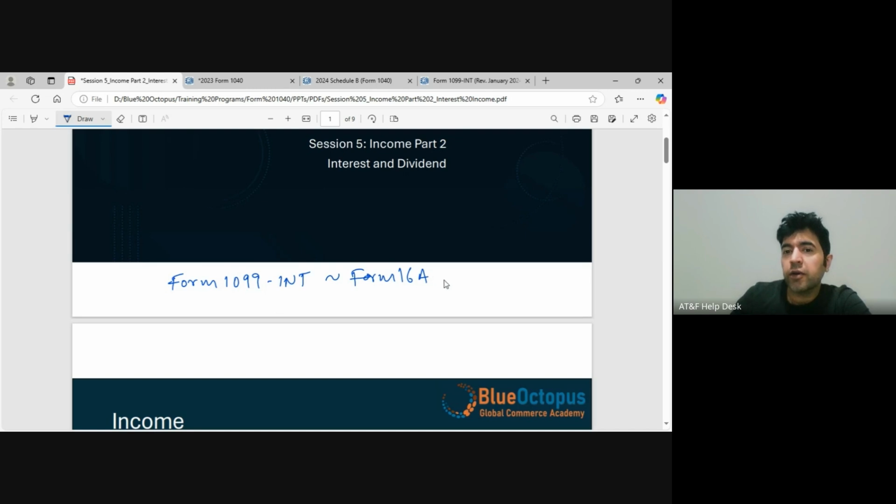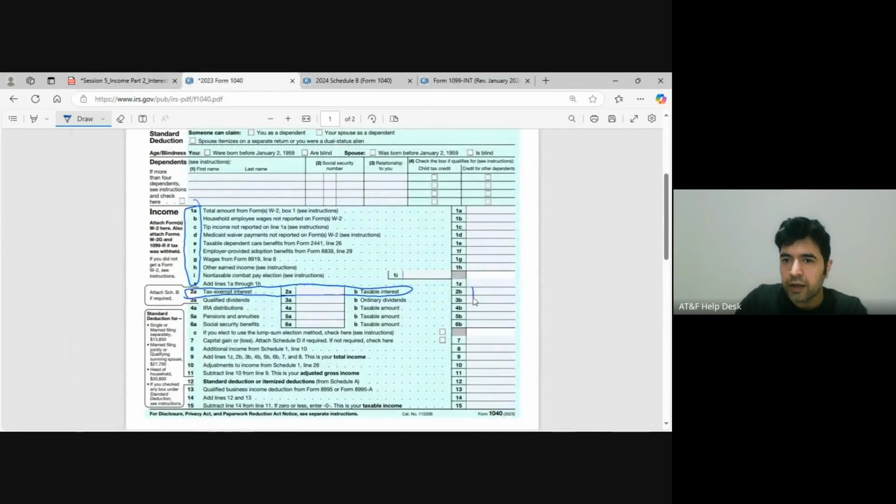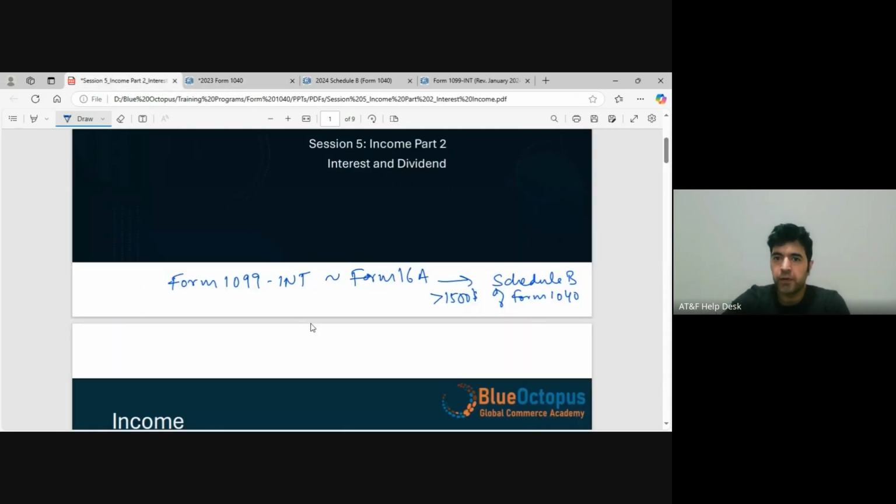Using this document, you have to report it in Schedule B of Form 1040 if the total interest amount is more than $1,500. If it is less than $1,500, then you can straight away report it directly. No Schedule B is required. Schedule B is required only if taxable interest plus ordinary dividends are more than $1,500. Okay.